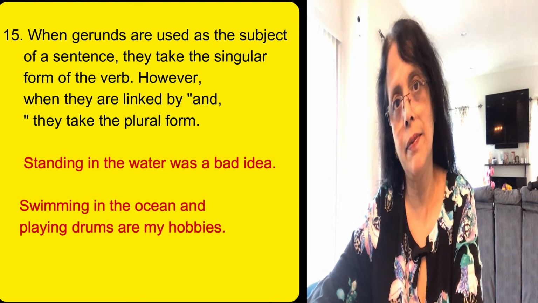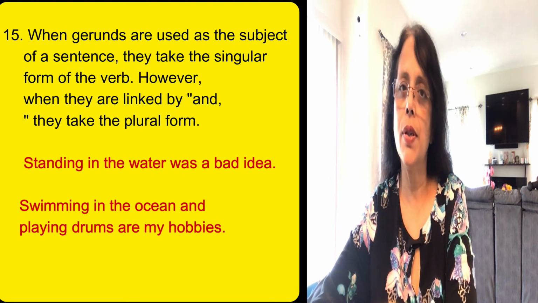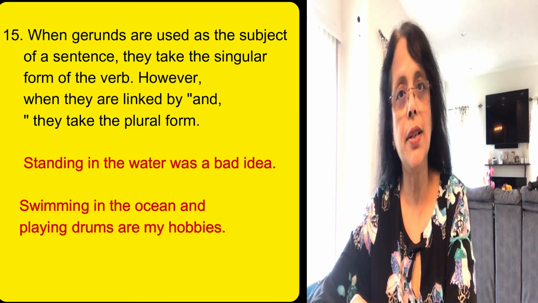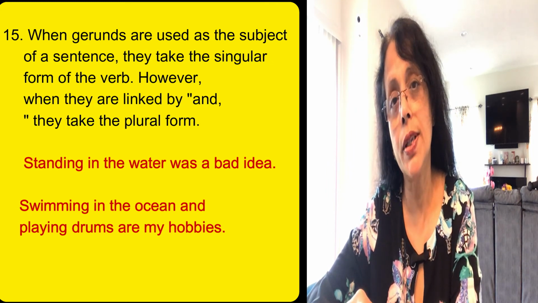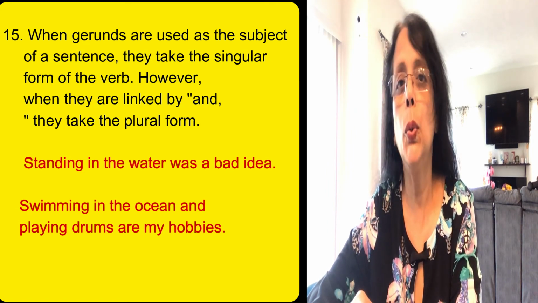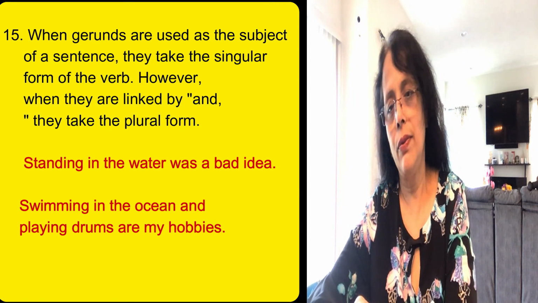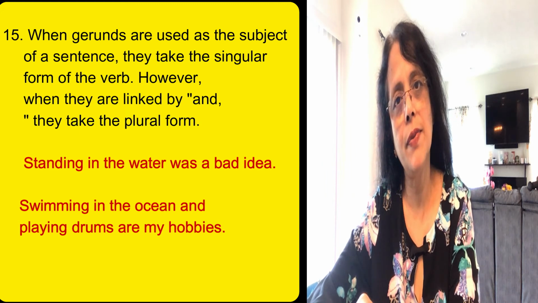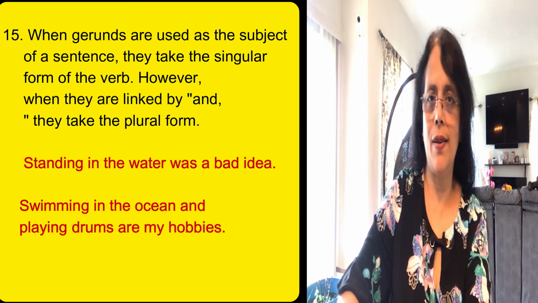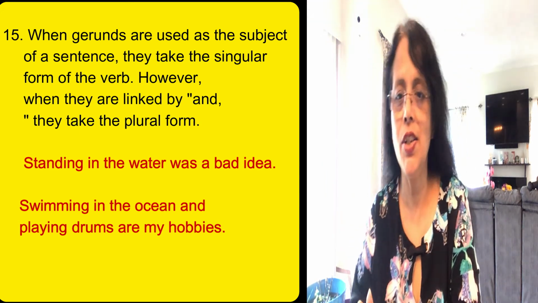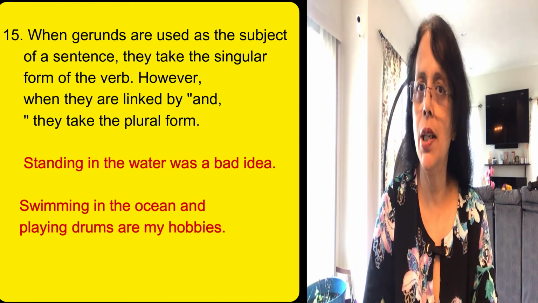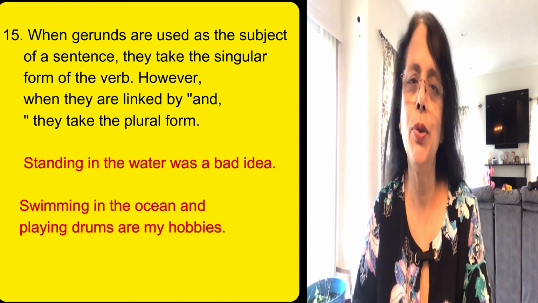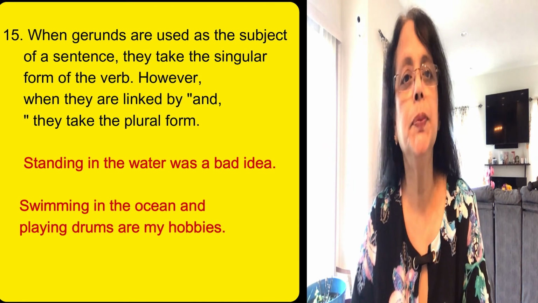Let's see the examples. Standing in the water was a bad idea. So when we are using a gerund, we are using the singular form of the verb, and that is was. What's the plural of was? Were. Now look at the second sentence. Swimming in the ocean and playing drums are my hobbies. So swimming is a gerund, playing is a gerund, both are connected by and, hence we are using plural form of the verb. Got it?